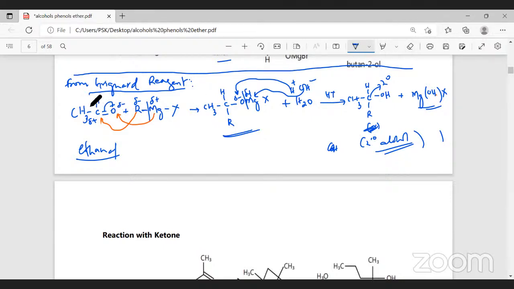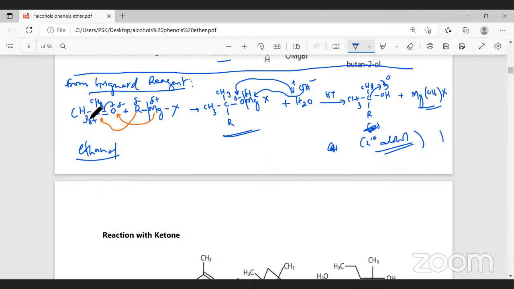Now this hydrogen also, we replace it by a CH3 group. If we replace it by a CH3 group, so what happens? Here also you will have a CH3 group. This becomes what carbon atom? Tertiary. So what alcohol will you get? Tertiary alcohol. So see, when we use formaldehyde, methanal, you get primary alcohol. When we use acetaldehyde, you get secondary alcohol.